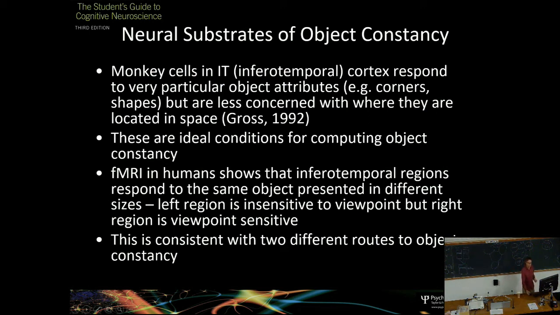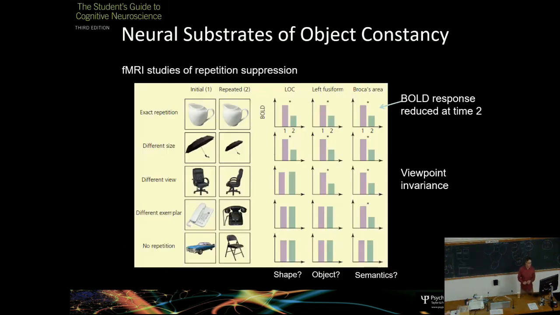What you can do in humans is present the same object twice, say in fMRI. If you present the same thing twice, typically you get an adaptation, which means the second response is lower than the first one. You can do this with different kinds of objects and see how the brain is tuned to different object properties. And that's what you've got here.